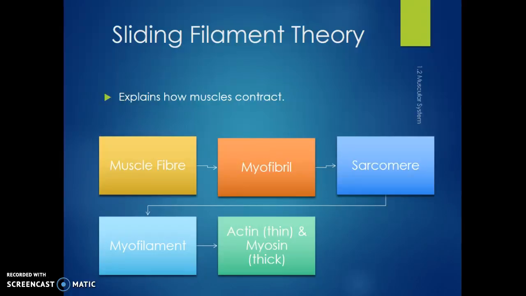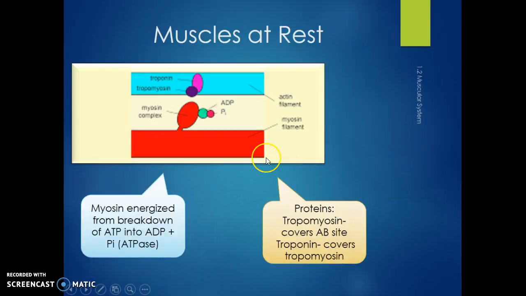So the sliding filament theory here is just a theory which explains how the muscles contract. Within each muscle fibre are different myofibrils, and within each myofibril are lots of sarcomeres, and within each sarcomere are two myofilaments, one being actin, which is the thin filament, and myosin being the thick filament. So when at rest, the two filaments here, the myosin and the actin filament, have no connection at all.